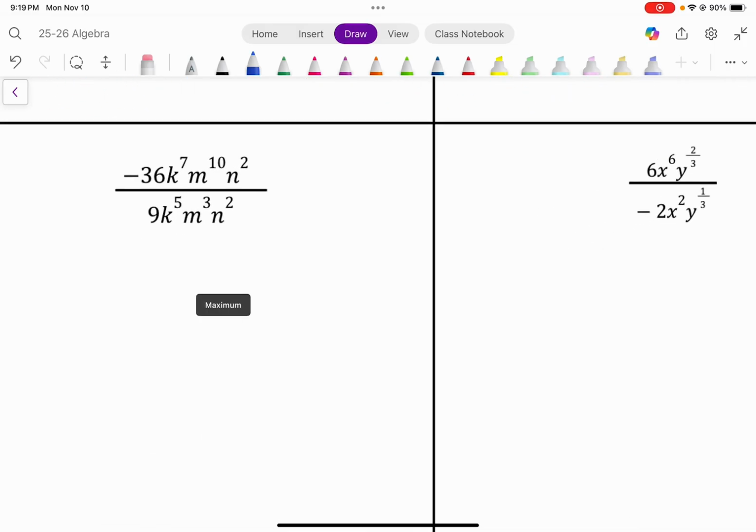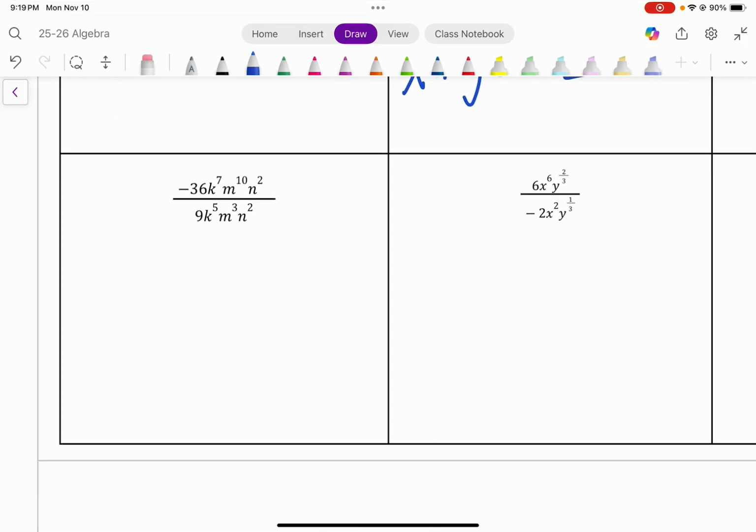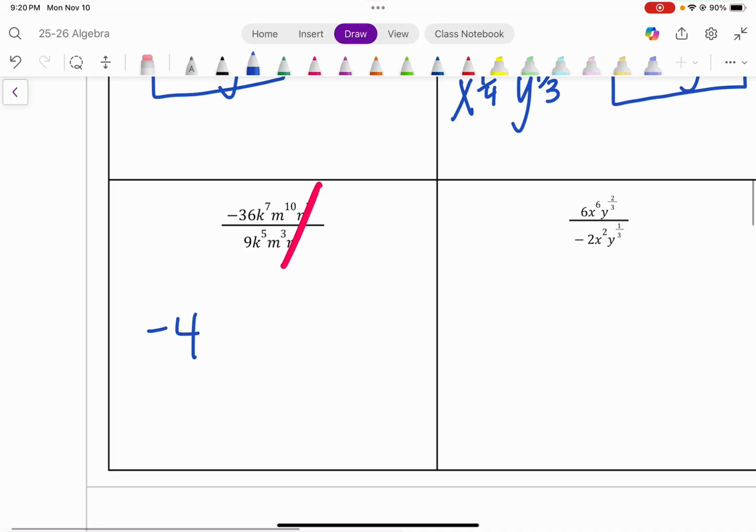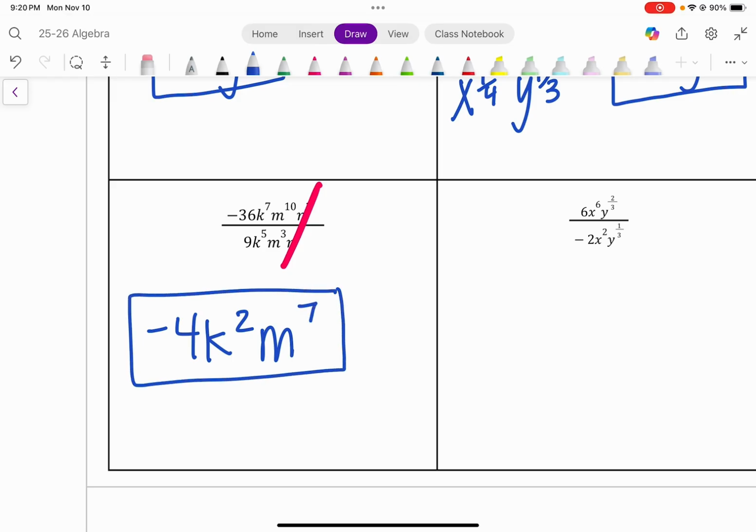Okay, this last one we've got, I want you to think how many elements or pieces are in the fraction. In this one we have numbers, and then we have k's, m's, and n's. So I can already see n squared over n squared. I'm going to cancel those because something over itself isn't going to change. Now I'm going to take negative 36 and divide it by 9, so that will give me negative 4. And then K to the 7 over K to the 5 gives K squared, and M to the 10 over M to the 3 will give me M to the 7. So that's my simplified answer.